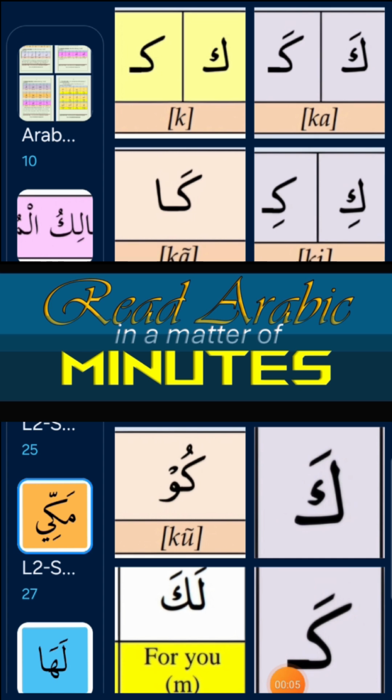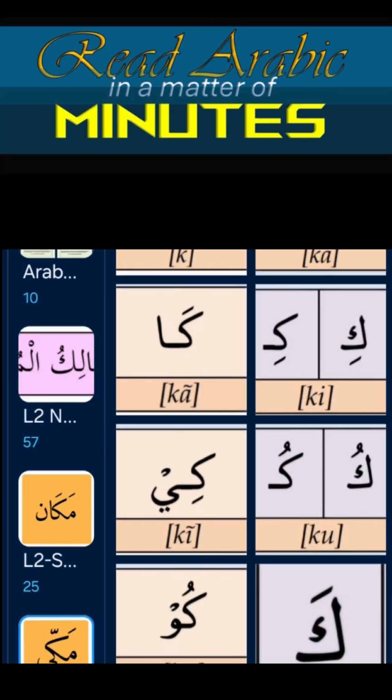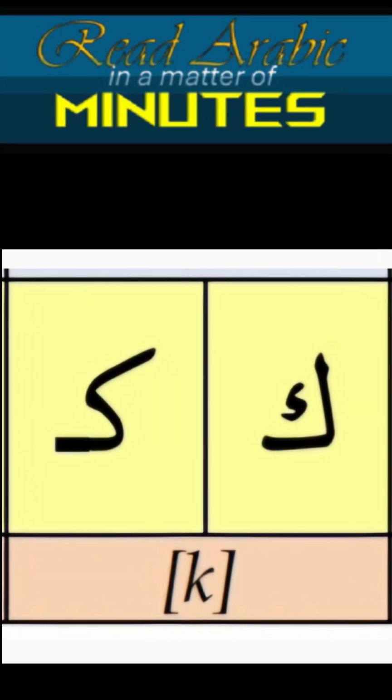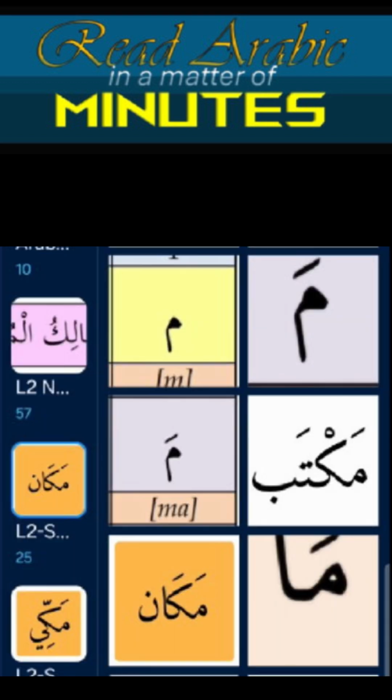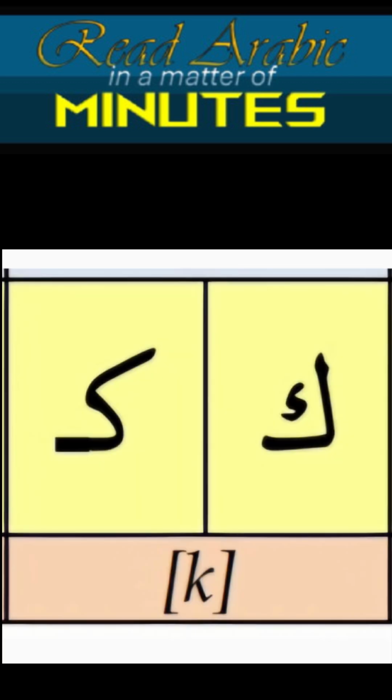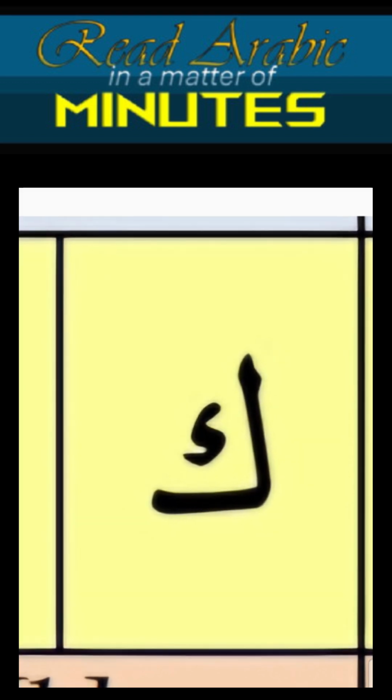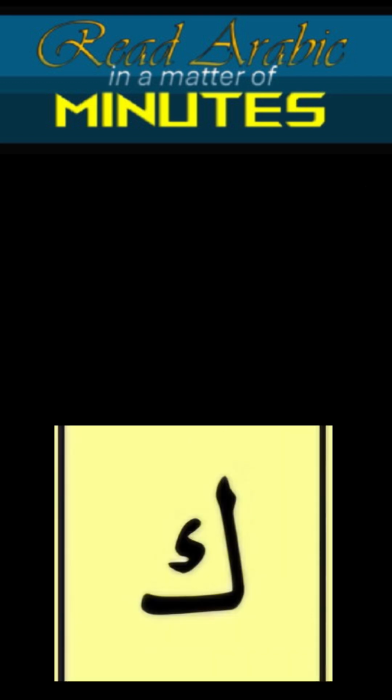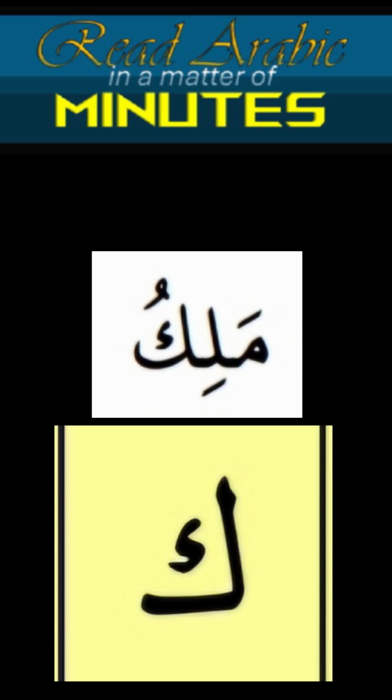Welcome back to the program Read Arabic in a Matter of Minutes. In the previous two sessions, we looked at the sound and words starting with etc. Now we're looking at the k sound or the kaf. Firstly, you can see there are two shapes of the k. This one we normally find at the end of words or when it is in the separated form.